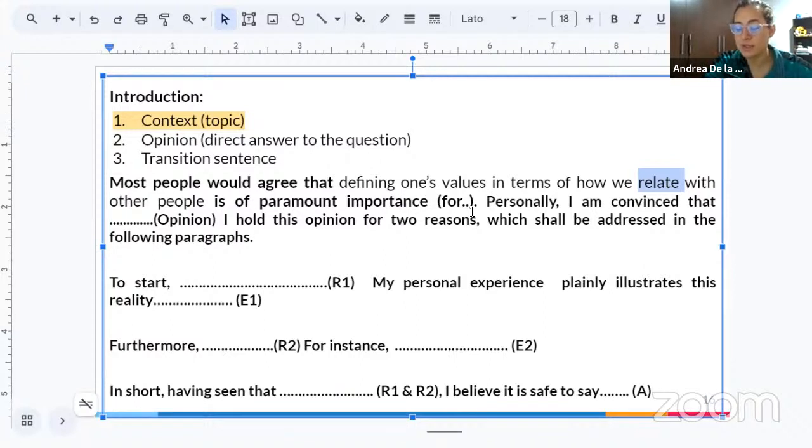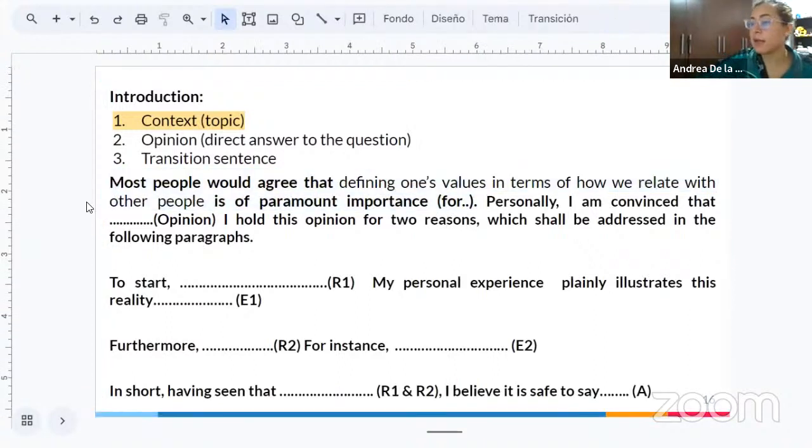If you had a question like the one I just gave you as an example, do you think that parents have more of an influence on teenagers than their friends? You can use the same sentence for your introduction, right? Most people would agree that our relationships have a big influence on our development. So you can use the same.